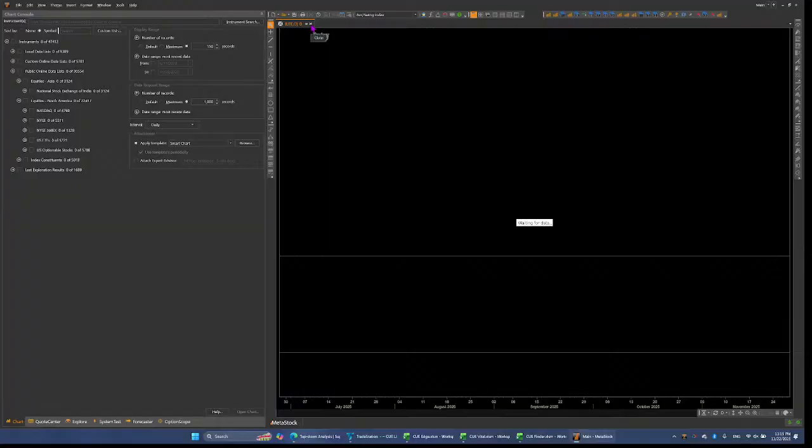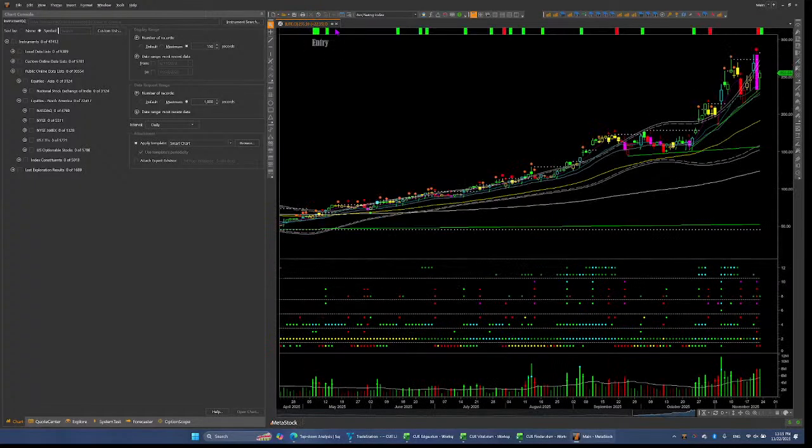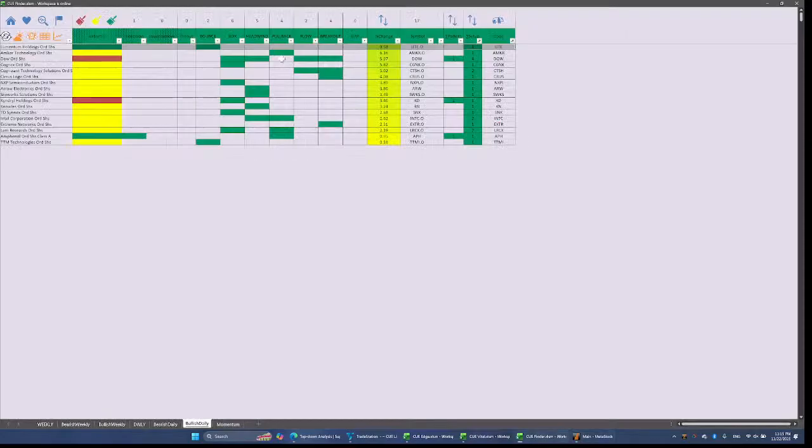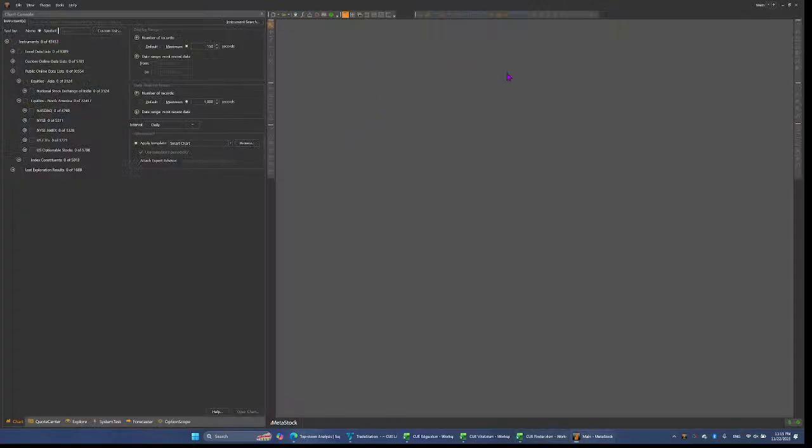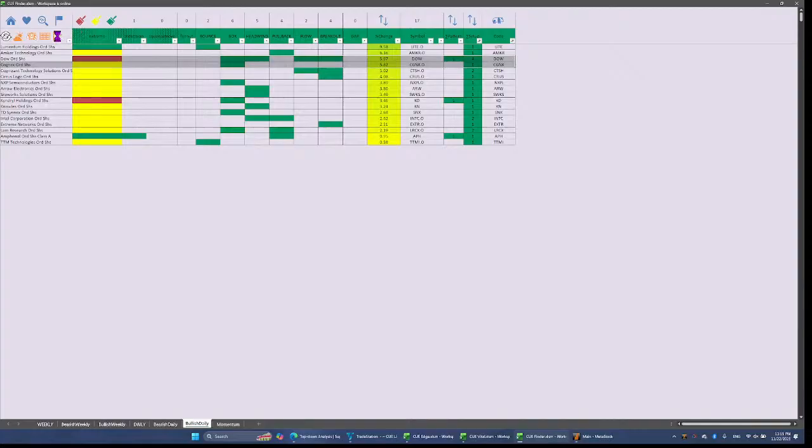Okay, but if I wanted to open multiple stocks, I could highlight them. Let me do this too. They would open in the chart panel one after another in a tabbed view. If my cursor was in the chart console, let me do that again.